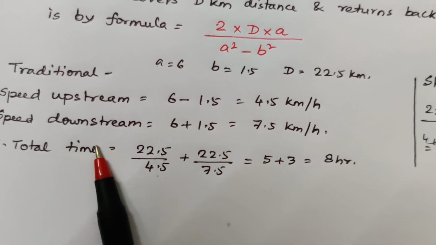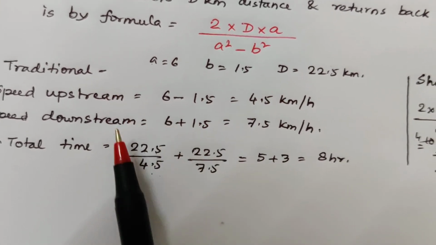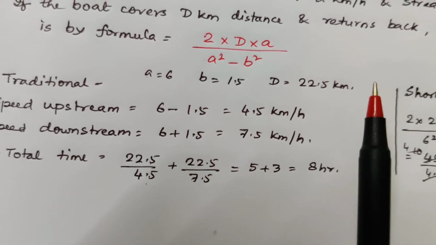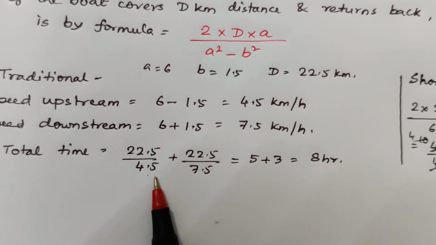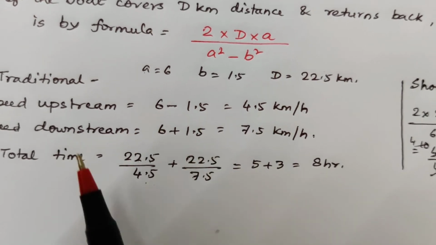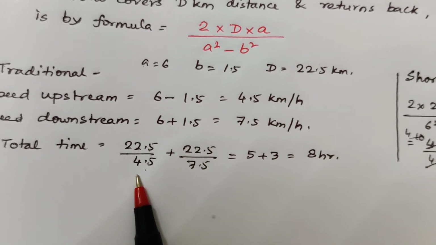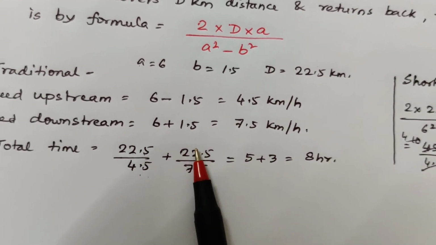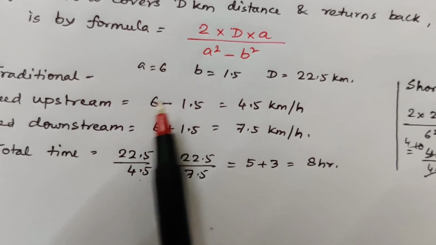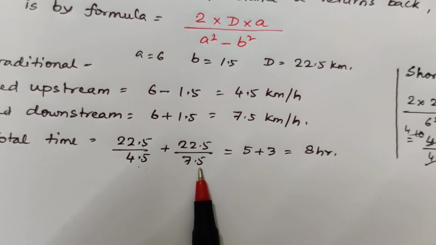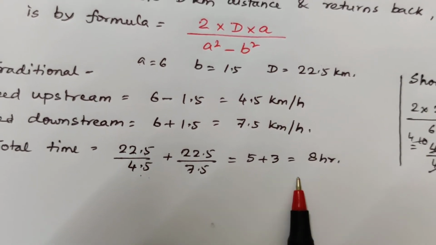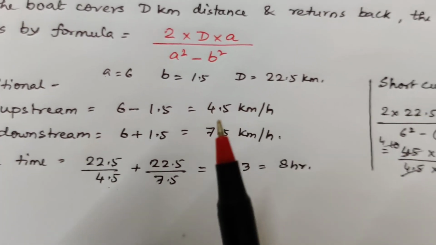Therefore, the total time taken. The distance is 22.5 km divided by the speed upstream, and again 22.5 divided by the speed downstream, because 22.5 means upstream as well as downstream. 22.5 by 4.5 plus 22.5 by 7.5 makes it 5 plus 3, that is 8 hours.